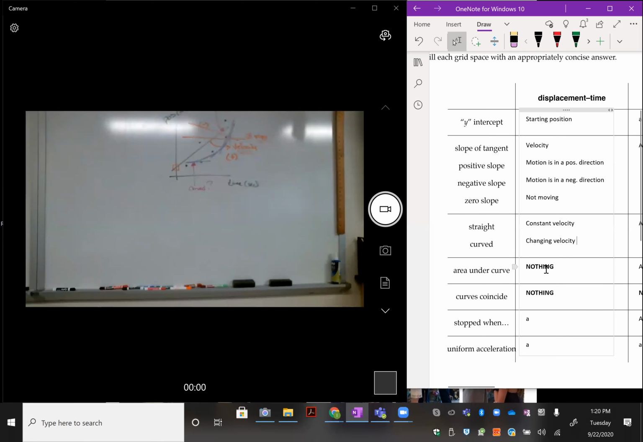We don't have to write anything for area under the curve. We don't have to write anything for where the curve coincides. We stop when our line is horizontal.